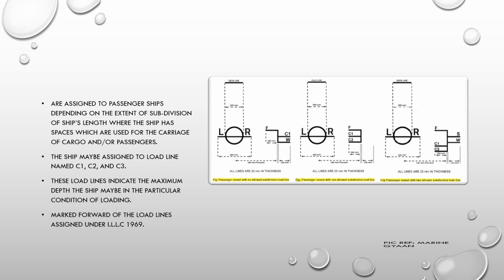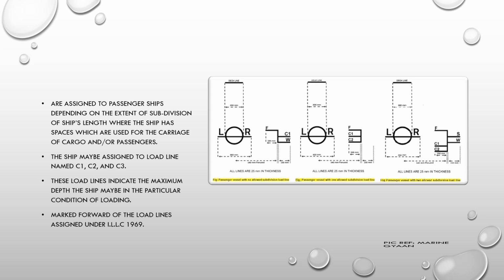Alright, so subdivision load lines are actually assigned to passenger ships depending on the extent of subdivision of the ship's length, where the ship has spaces which are used for the carriage of cargo and/or passengers. The ship may be assigned load lines named C1, C2 and C3, as you can see in the picture on your screens. So you can see there are three pictures shown here.